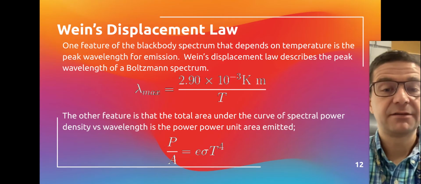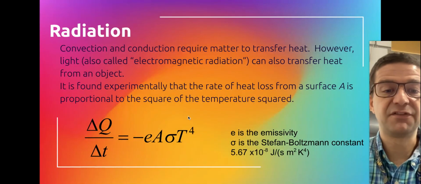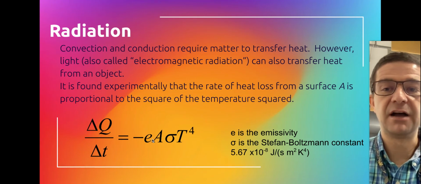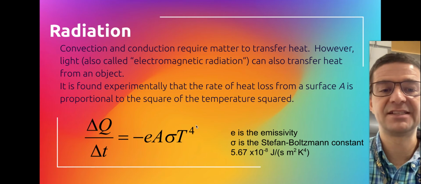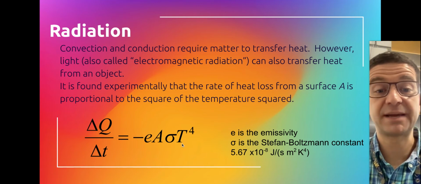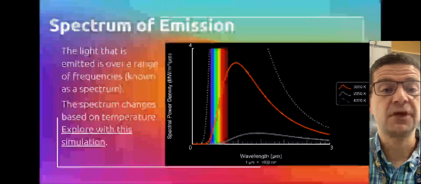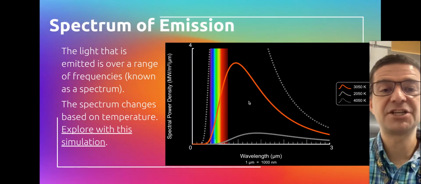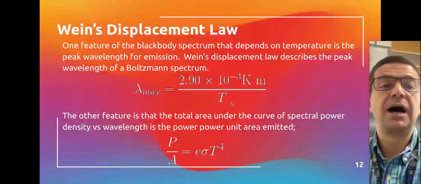Apart from that, we use that to illustrate the T to the fourth dependence of energy transfer, that the area under that curve scales as T to the fourth. When we double the temperature, we get 16 times the energy transfer. We also saw that the location of the peak wavelength changed.